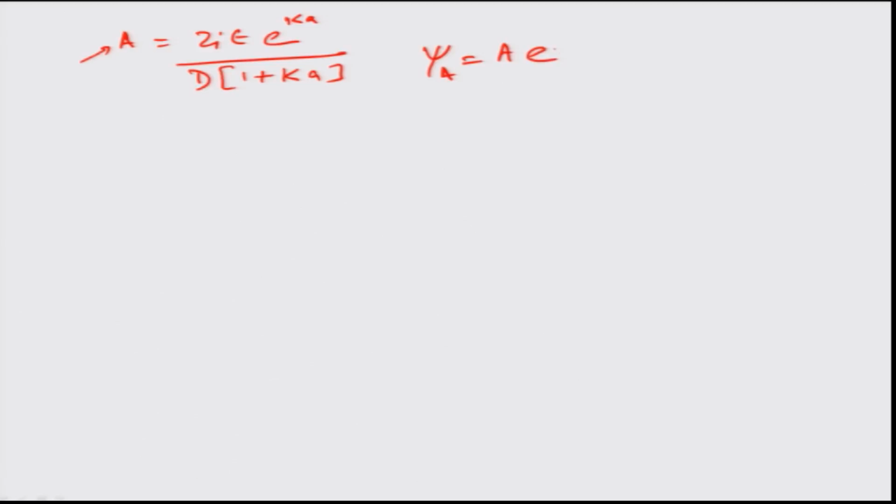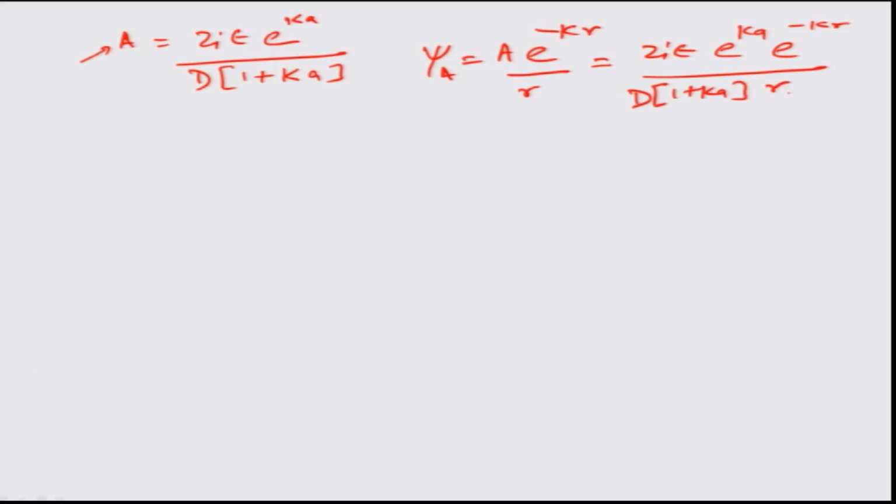In other words, if I put this back into the expression for xi a, my xi a is recorded as a e to the power of minus capital K r by r, which is equal to Zi epsilon e to the power of K a times e to the power of minus K r divided by d times 1 plus capital K a times r. So, obviously, that is how you can have your potential function at a point A which is in the near vicinity of the main charge equation.